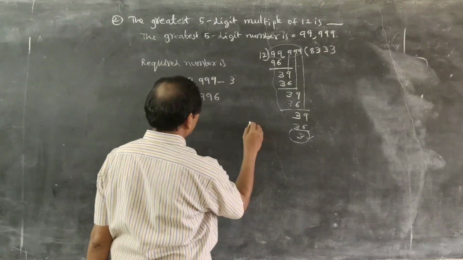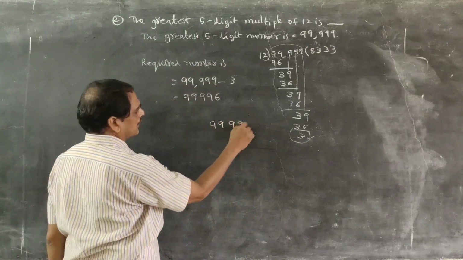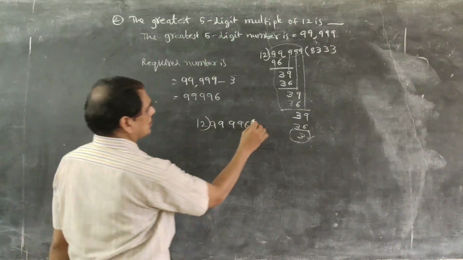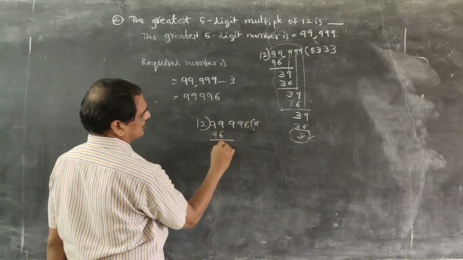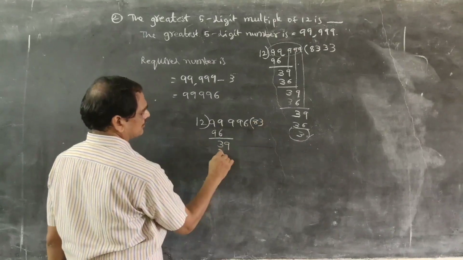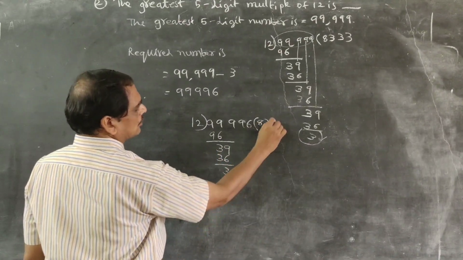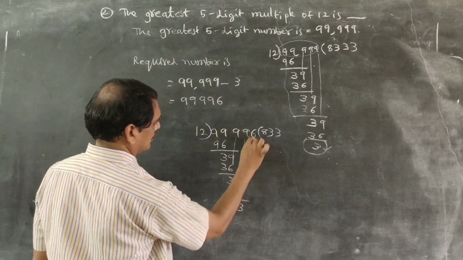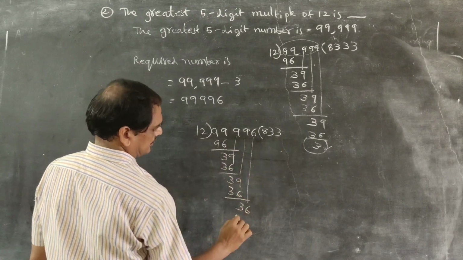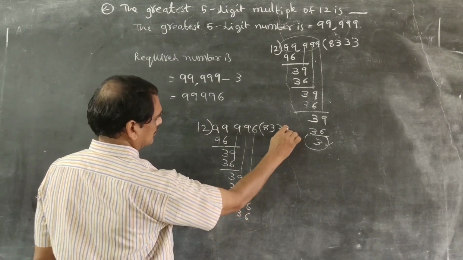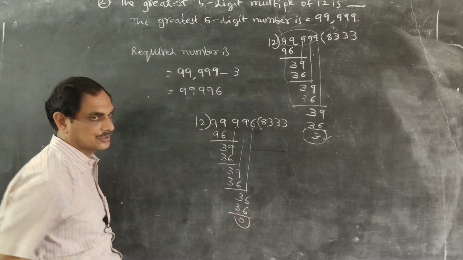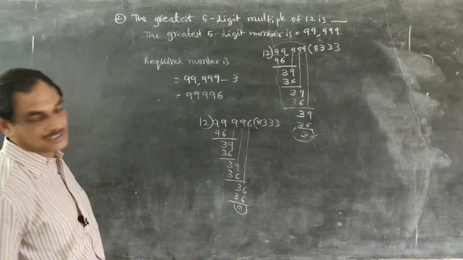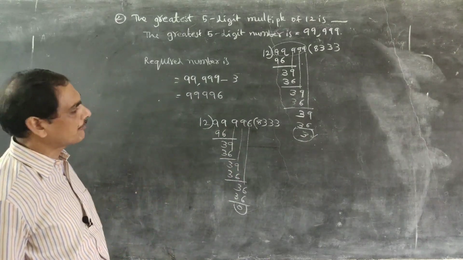So 99,996 is divisible by 12. 12 8s are 96, 3 9, 12 3s are 36, 3 9, 12 3s are 36, 3, 12 3s are 36. So the remainder is 0. This means 99,996 is the greatest 5-digit multiple of 12.